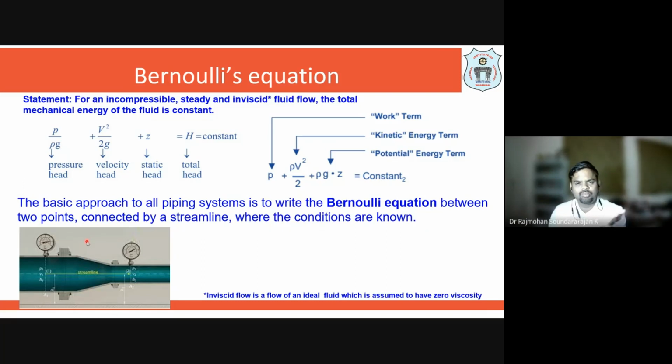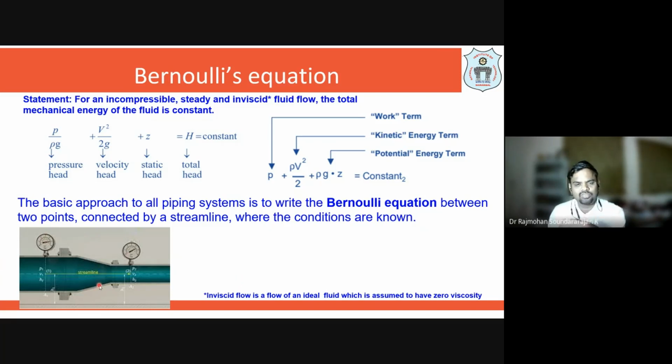The basic approach to all piping systems is to write the Bernoulli equation between any 2 points which are connected by a streamline. What is a streamline? We know that a streamline is a continuous, imaginary line at any point of which the tangent gives the direction of the velocity. So we have any 2 points connected by streamlines where the conditions are known.